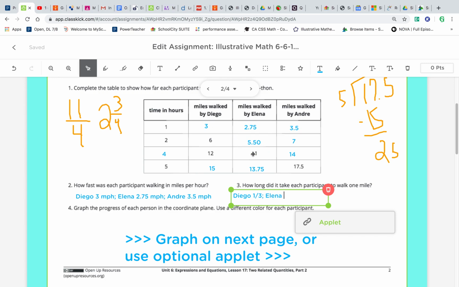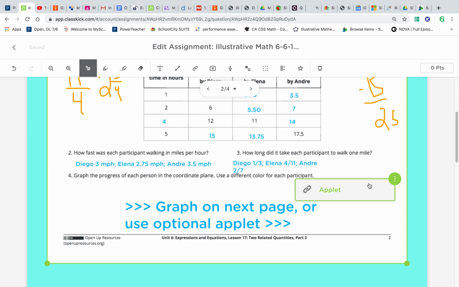Okay, 1 over 3. For Elena, one way to think about it, if you remember how it was 11 and 4, if we keep it like that, we can just say that she's going to be 4 over 11. Okay, we can think about it that way. All right, and then Andre, it was 14 over 4. We can change that around to 4 over 14. But we can simplify that, right? 4 over 14, we can divide both by 2. That's really 2 over 7.